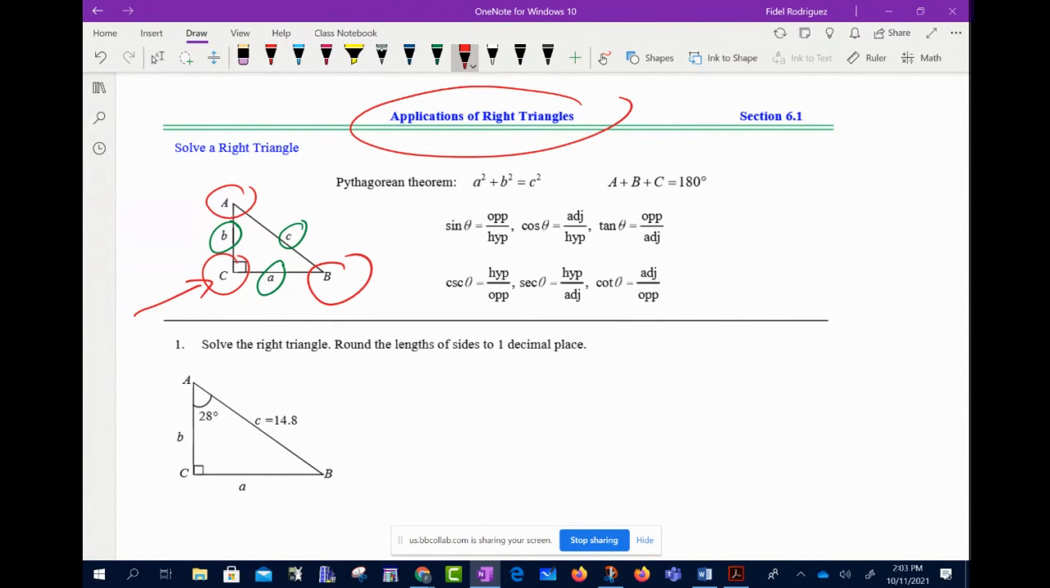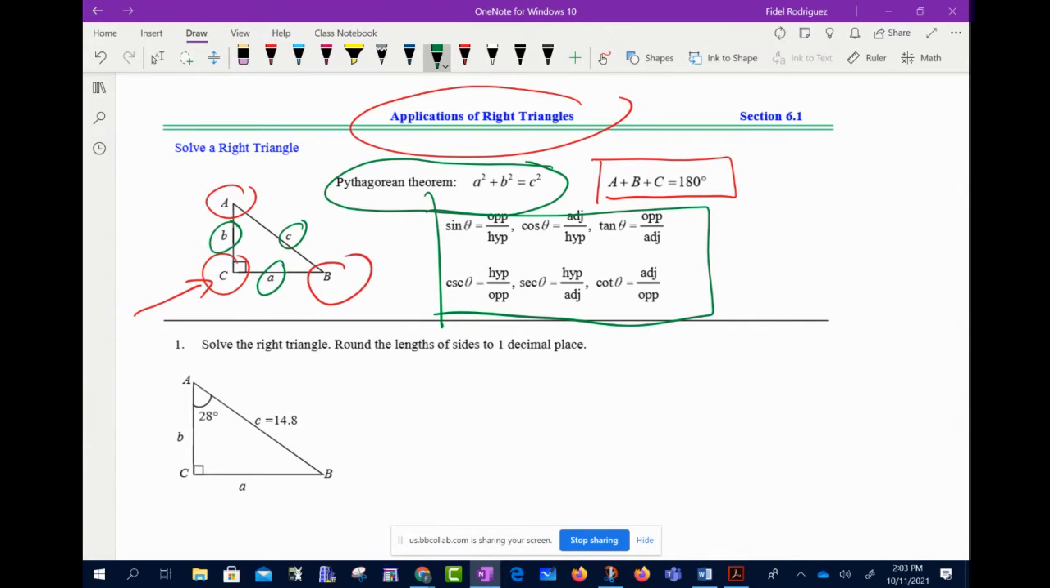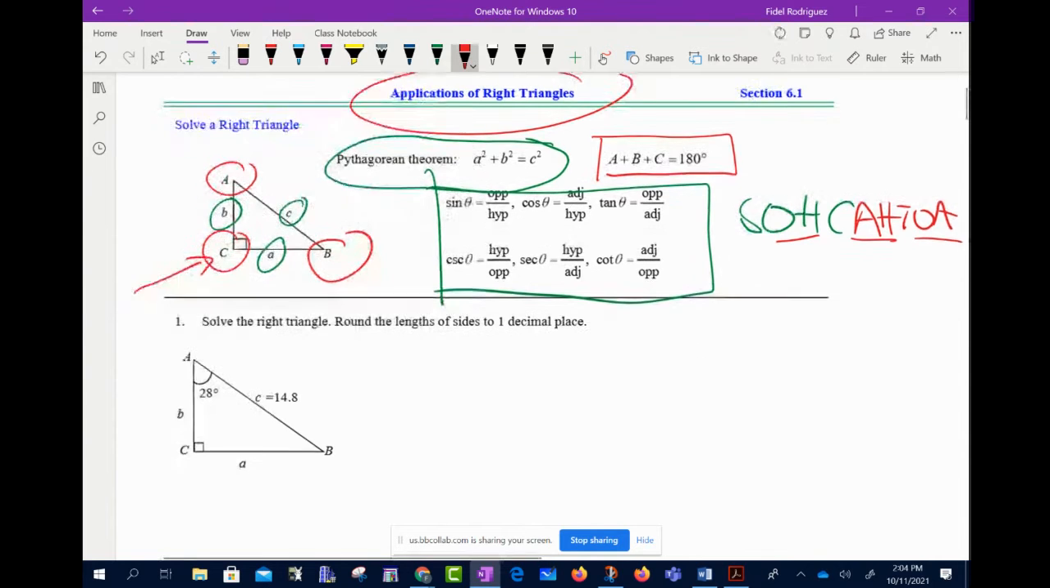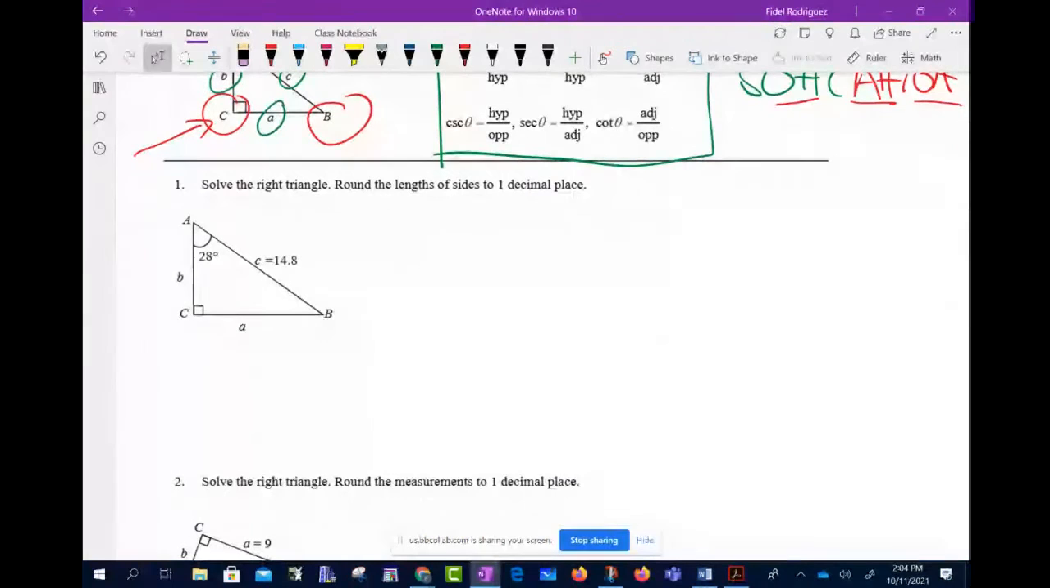So all the angles right here have to add up to 180. That's one of the properties of triangles. You take all the angles inside a triangle, add them up, you get 180 degrees. And then obviously we have the Pythagorean theorem. And then we have how we define our trig functions. So remember we said the other day, SOH CAH TOA: opposite over hypotenuse, adjacent over hypotenuse, opposite over adjacent, right? All right, so let's see if we can figure out this first problem.